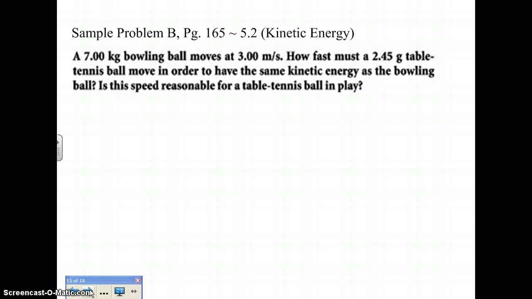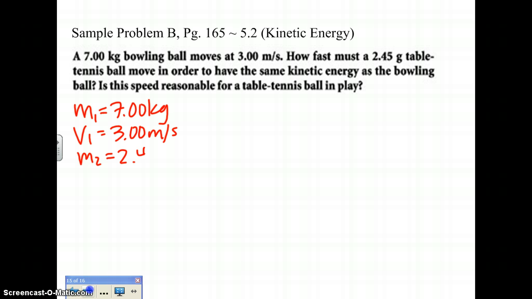Sample problem B here. You go into the problem knowing that you have a mass of 7.00 kilograms and your first velocity is 3.00 meters per second. You want to figure out how fast a second object at 2.45 grams needs to move in order to have the same kinetic energy as the bowling ball. So ultimately you want to figure out the v2 in meters per second. So you first want to figure out what the kinetic energy of the first object is, because then you'll know what the kinetic energy of the second object is.